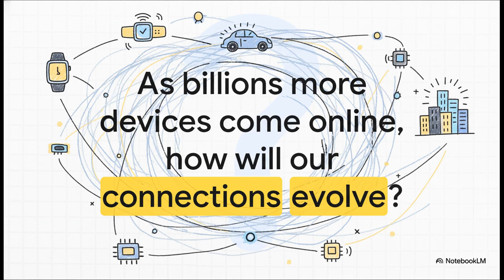We've built this absolutely incredible system based on these foundational principles. But as billions and billions more devices come online, I'm talking everything from our watches to our cars to our entire cities, what comes next? How will these physical and logical rules that connect our world have to evolve to handle all of that?